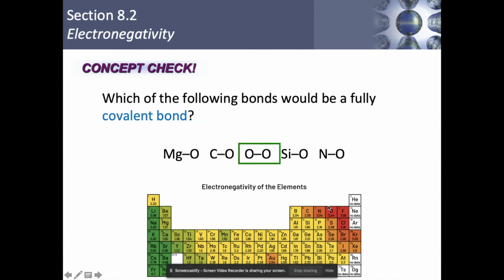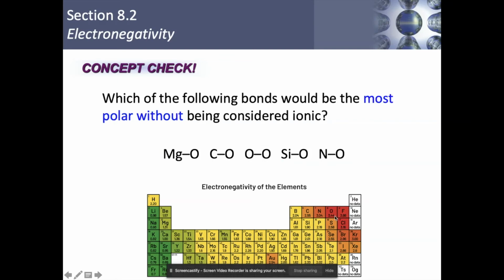Which one would be fully covalent? That one should be pretty obvious. If you have the exact same element bonded to itself, that must be a purely covalent bond. Which would be the most polar without being considered ionic? Again, it's the one with the largest difference. So silicon and oxygen versus carbon and oxygen. Well, silicon and oxygen is going to be the most polar. But silicon is a metalloid, not even a metal, and oxygen is a non-metal.